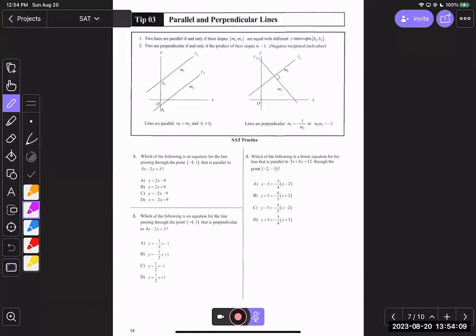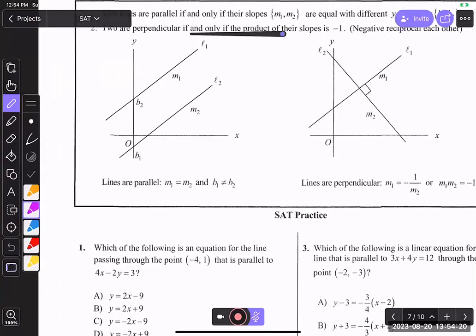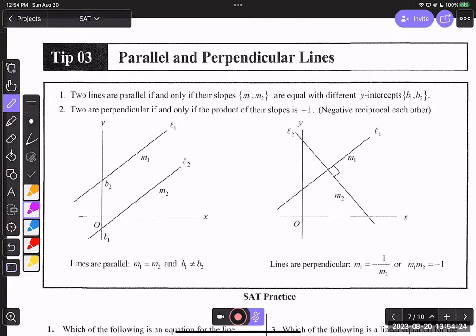Let's take a look at our next tip, tip number 3. And again, if we have extra time, we'll go back and do some of the problems that we skipped over. Tip number 3 is about parallel and perpendicular lines. There are really just two definitions we care about. Number one, if we have parallel lines, their slopes must be the exact same. If you have equal slopes but different intercepts, you will never intersect. The rate of change is the same, so they point in the same direction. And if you have the same intercept, you just have two copies of the same line, which is not parallel anymore.